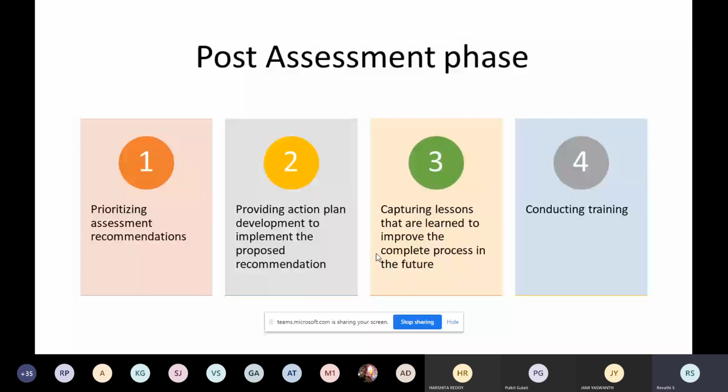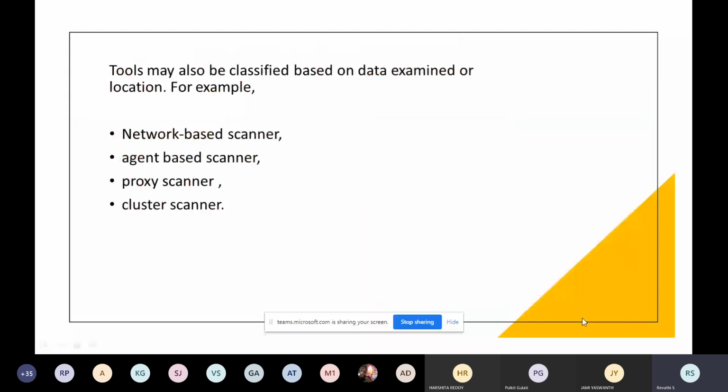In this reporting, what are the things you will include? You will include the recommendations for whatever you have done, like giving prioritization, for example, that this is a vulnerability. You will be prioritizing and writing your recommendations as a report. You will also capture all the lessons learned to improve the complete process in the future, and you will be conducting training. This all happens in the post-assessment phase.